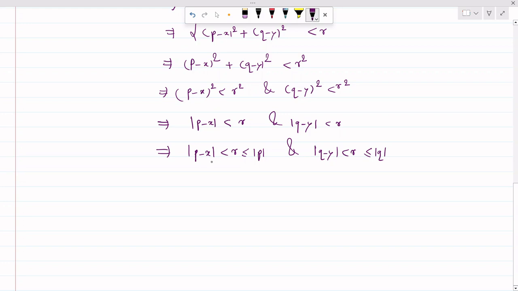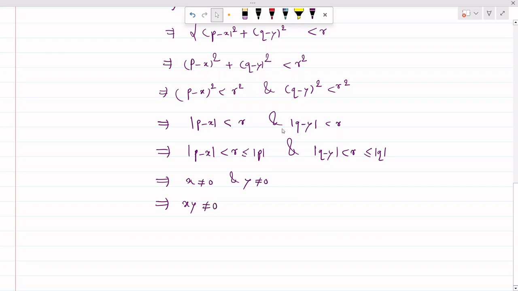So this clearly implies that x and y should be non-zero, right? Because if I take x equal to 0, the inequality will turn like this. Suppose I am taking x equal to 0, so that clearly implies mod of p is less than r, which is less than or equal to mod of p, which is not possible, right? A similar thing happens when I take y equal to 0. So for this particular fact, both x and y must be non-zero. So x is non-zero and y is also non-zero, and since both the numbers are non-zero, their product is non-zero.